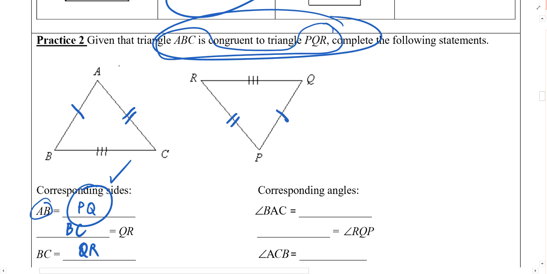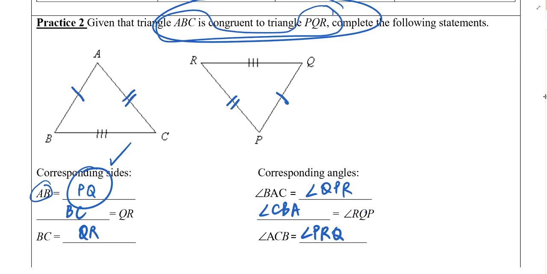Next, let's do the corresponding angles. BAC, the corresponding angle must be? What is it? Help me out. QPR. Now RQP, corresponding angle must be. Okay, good. And the last one, ACB. PRQ. Very good.